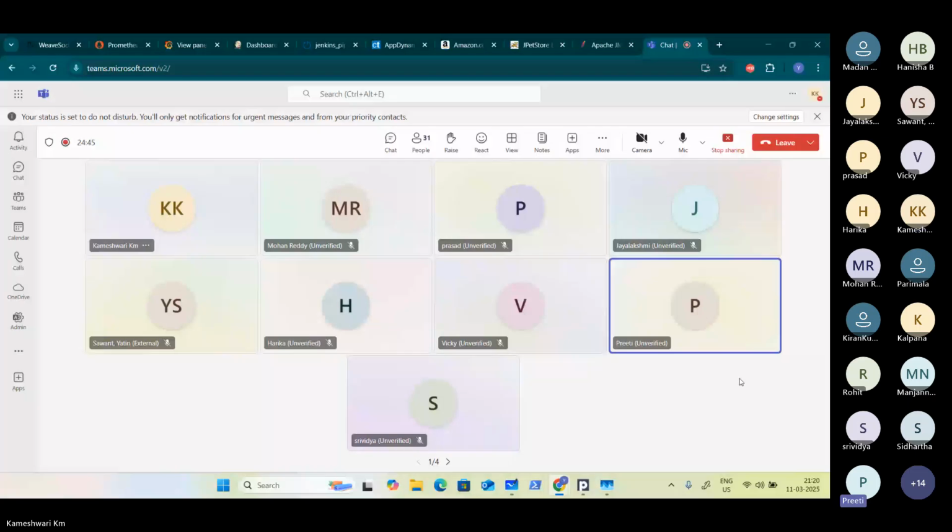Then Vishnu, when we are monitoring, will we get to know that this server is giving some error?